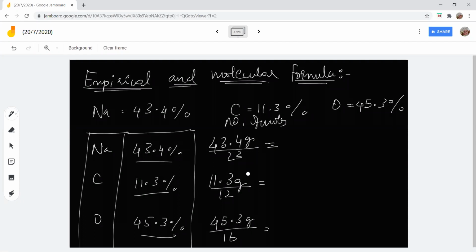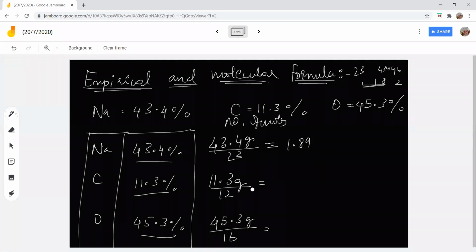So what is the number of moles present in sodium? 23 twos are 46, correct? So 23 is 1 time, 46 is 2 times. 43.4 is almost nearer to 46. So it can be around 1.8 or 1.878. If you calculate accurately, you will get 1.89. The number of moles is 1.89.